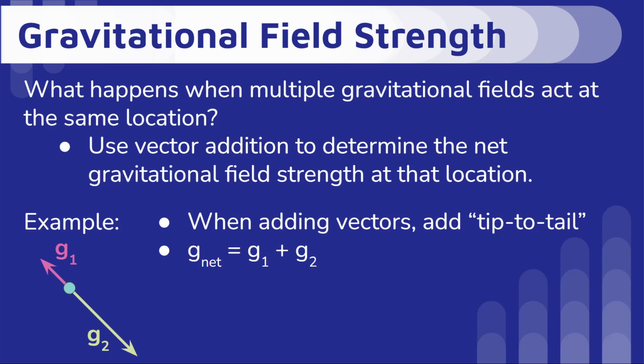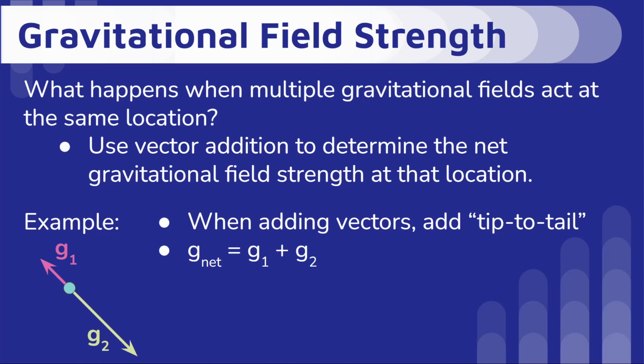All right, so what happens when there are multiple gravitational fields that act at the same location? You can use vector addition to determine the net gravitational field strength at that location. If you have vectors, then yes, you can add them. And when you're adding vectors, you'll add them using the tip to tail method.